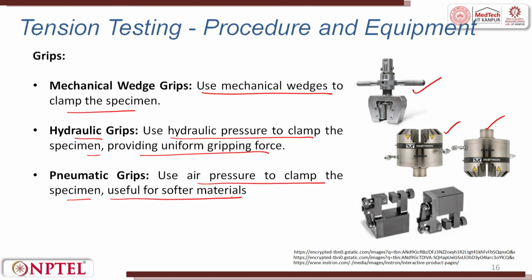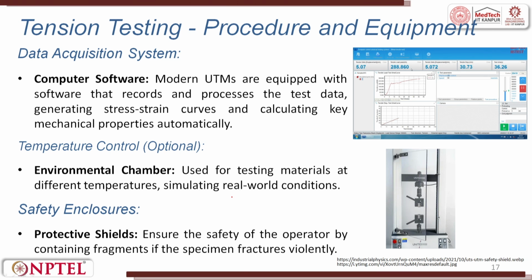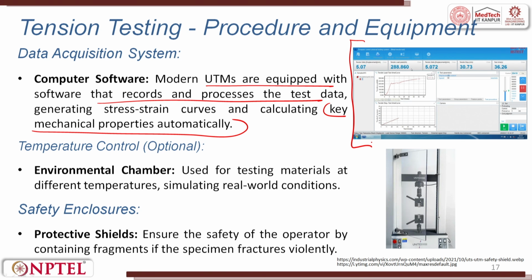And there is computer software available. The computer software in modern universal testing machines records and processes the test data, generating stress strain curves and calculating key mechanical properties automatically. So this is the software interface of a modern machine, in which the data is there: tensile load, the load applied being 188 kilonewton, and we have different parameters. We have the stress strain curve already plotted here. We have the tensile displacement and time curve, that is how the time flows while the testing is going on.